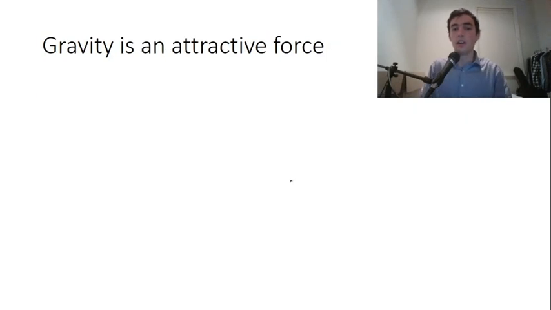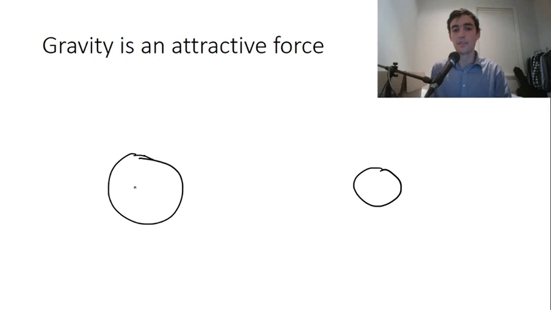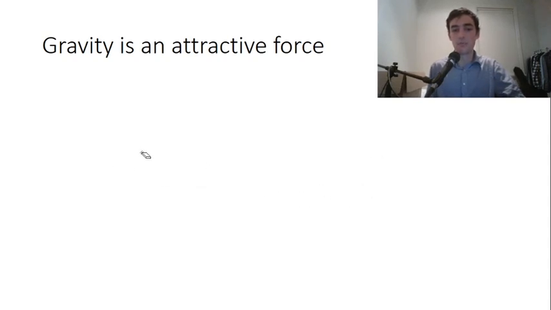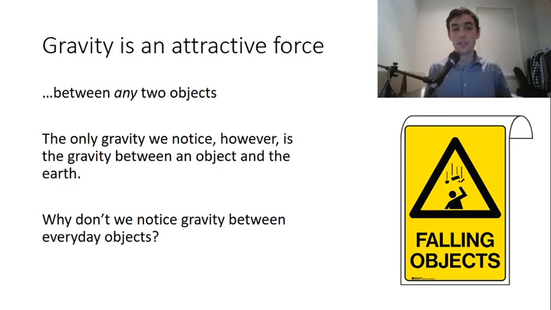Okay. Gravity is an attractive force, so that doesn't mean it's a good-looking force. It means that it is a force which attracts objects together. So these two objects want to move closer to each other because of gravity. They could be two planets or two anythings, really. So it's an attractive force. It pulls things closer together. It's an attractive force between any two objects.